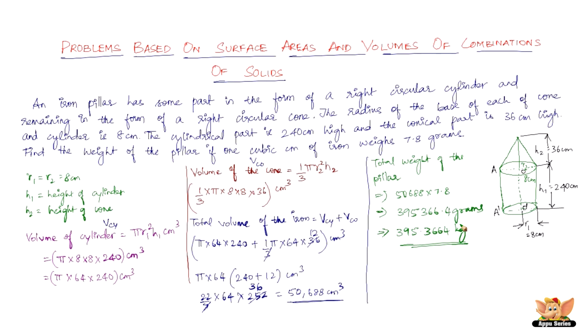It was a pretty simple problem in the end. All we had to do was, whatever we were doing separately, we had to combine it here. Find the volume of the cylinder first, and find the volume of the cone. Add the volumes, and you had this 1 centimeter cube of iron weight is so much. So you just have to multiply by the total volume of iron to get the total weight. That's all. So this ends this video.